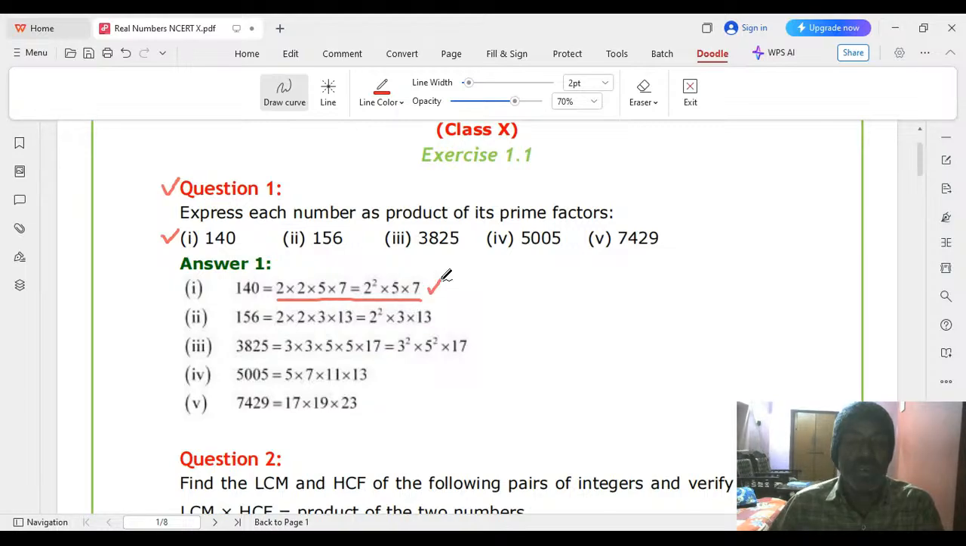Similarly, the prime factorization of 156 is 2 into 2 into 3 into 13, and 2 is repeated 2 times, therefore this is 2 square into 3 into 13. So this is the prime factorization of 156. Let's see the prime factorization of 3825.